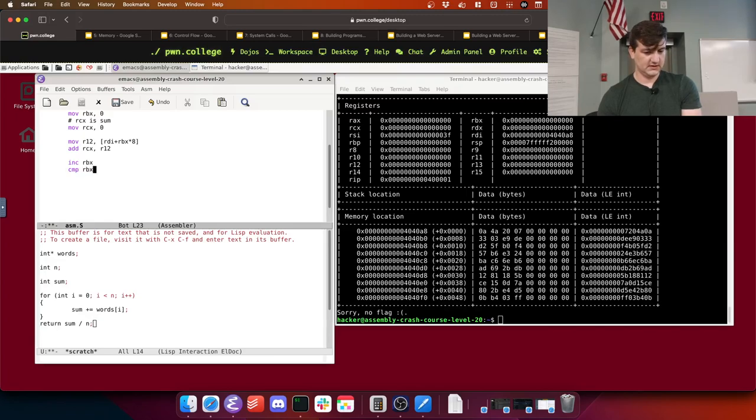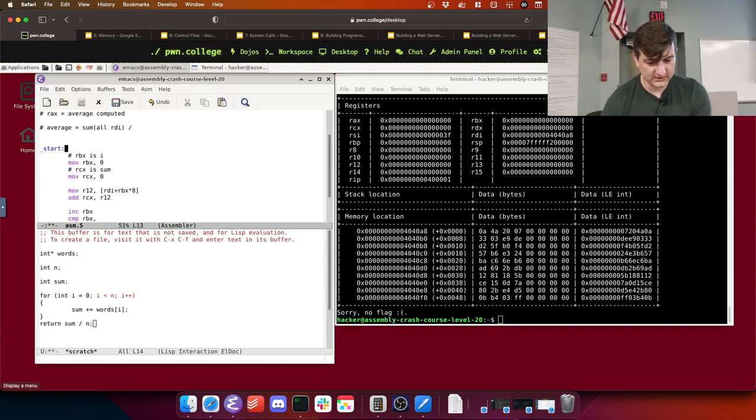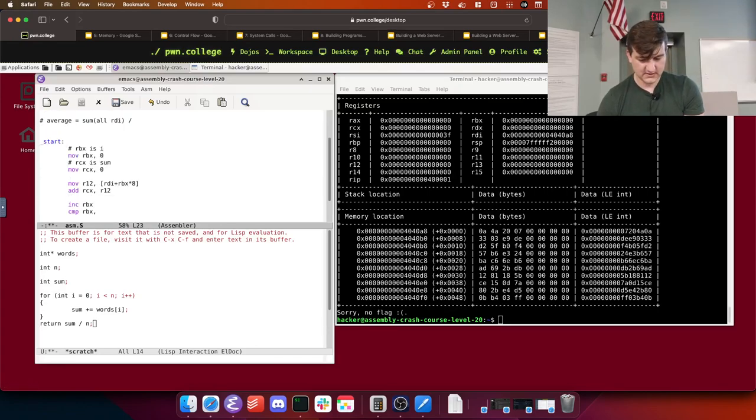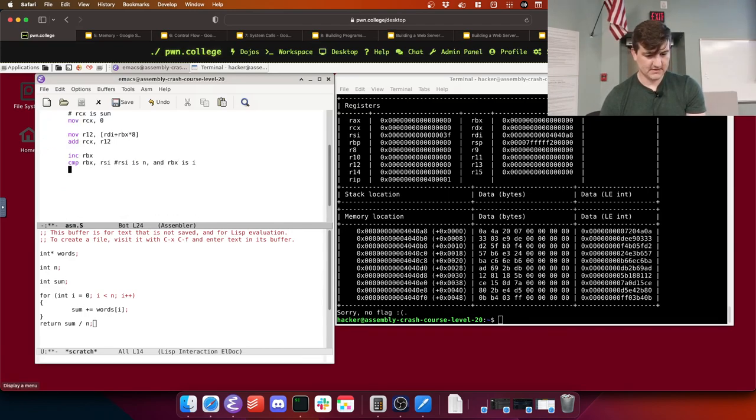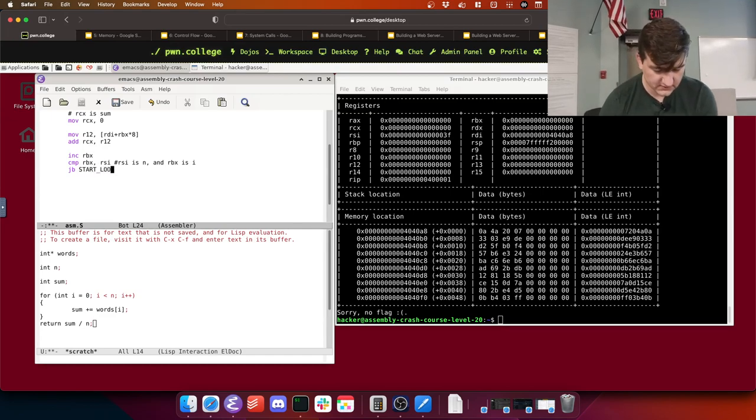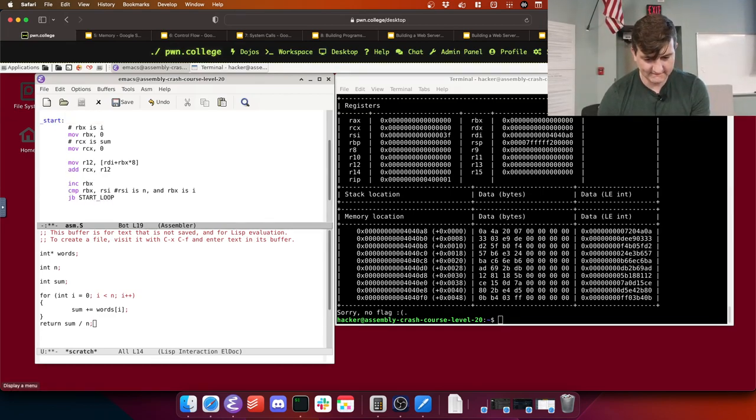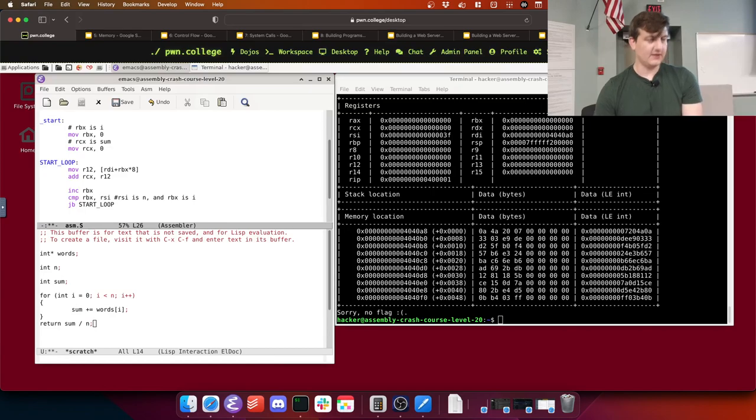And then how do we know when we're done? Compare RBX with our n, which is RSI, thank you. Okay. And what? Jump below, so if RBX is below RSI, which means we haven't yet gotten there, then where do we go? Start loop. And where should start loop be? Here at the start? No? Okay, and then what if we're done?